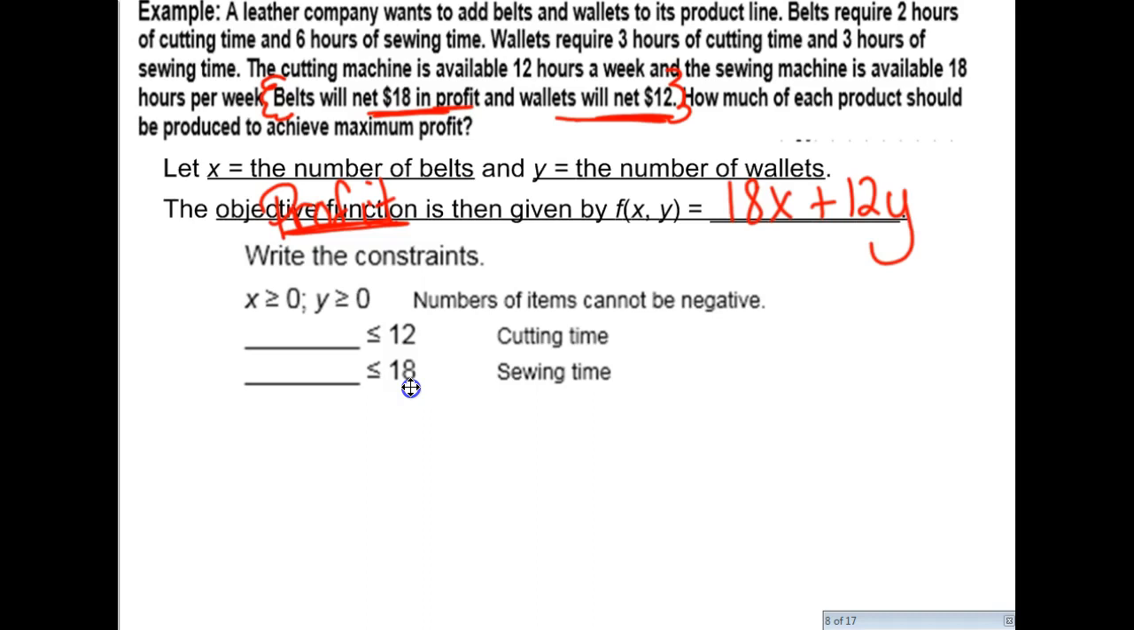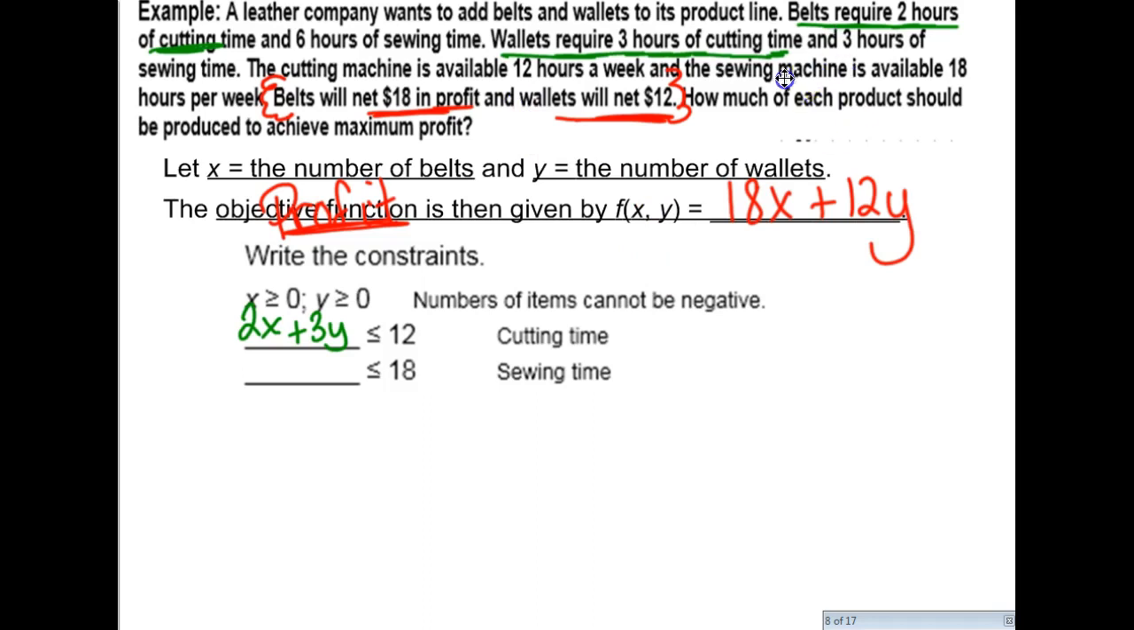So the constraints, they already gave you 2 constraints that were obvious. You can't make negative belts and wallets. So it says x and y have to be greater than or equal to 0. And then there are some constraints about time, and they kind of gave you a hint here. The cutting time, if I go back and look, belts require 2 hours of cutting, and over here it says wallets require 3 hours of cutting. So belts were the x, so 2x plus 3 times y, and they already filled this part out for you. It has to be less than or equal to 12 because the cutting machine is only available for 12 hours a week. So once you add together all of your cutting work, it can't exceed 12 hours.